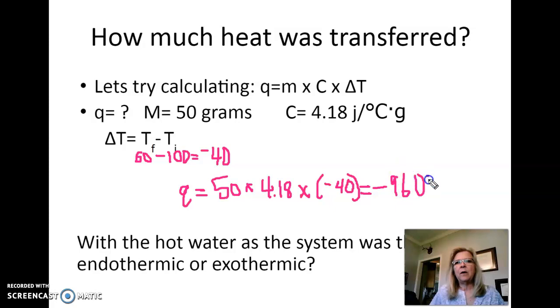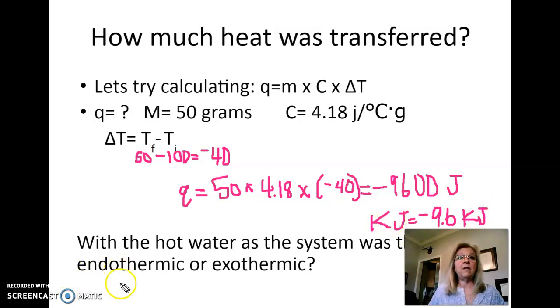joules. Okay, if the problem had asked me to solve for this in kilojoules, I would have divided this by 1,000, so kilojoules would have come out to, and I'm going to quickly write that down. Boy, I'm terrible at this handwriting. Negative 9.6 kilojoules, because I divide my joules by 1,000 to get my kilojoules. So negative 9.6 kilojoules. And then the question is, was this endothermic or exothermic?